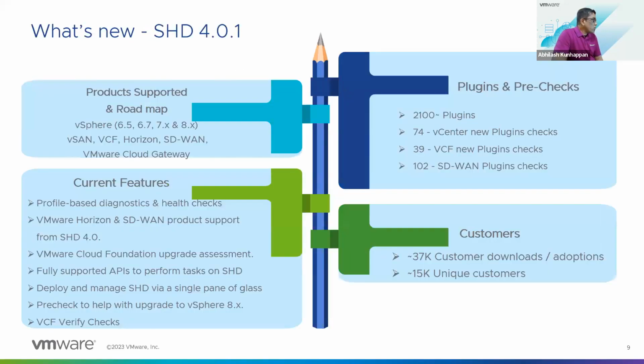So moving on, we covered this slide initially. We will talk about all the features in the demo in detail. With SD-WAN, we have about 102 plus plugins. We added about 39 new VCF signatures, and with 4.0.1, we added even more. We have about 74 plus new plugins added for vCenter as well. That concludes the 2,100 that you're looking at.